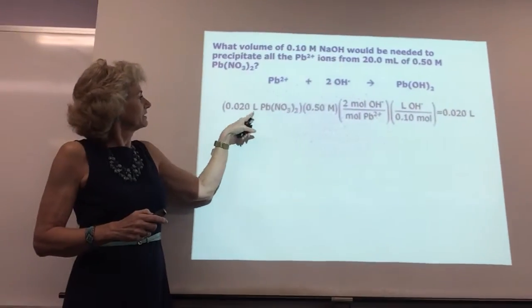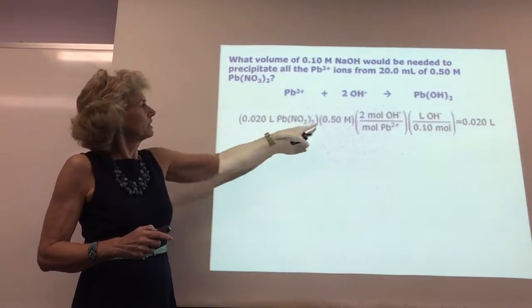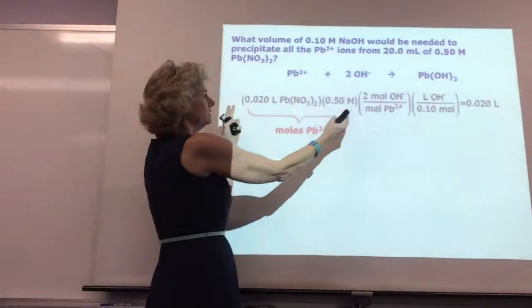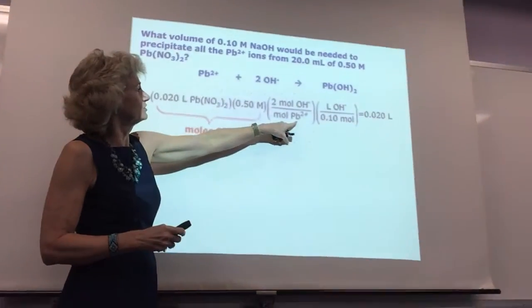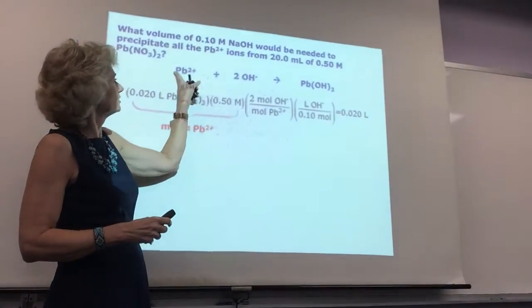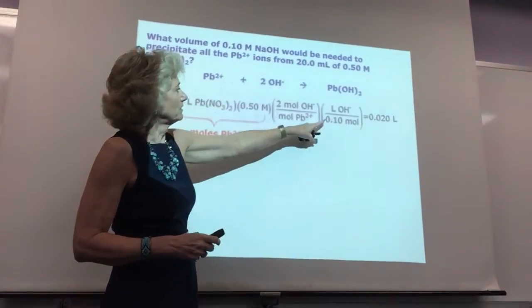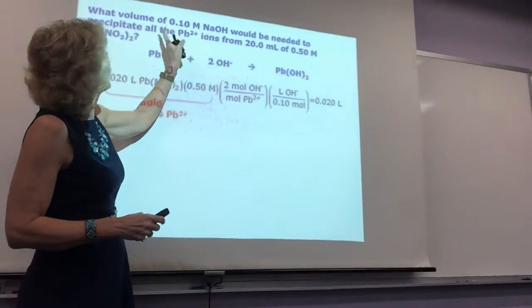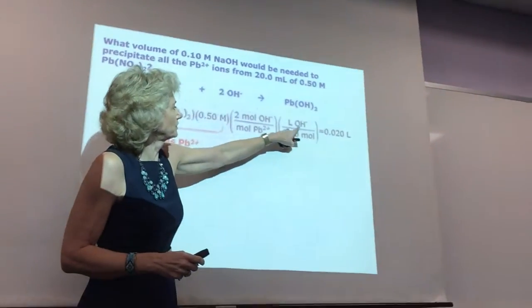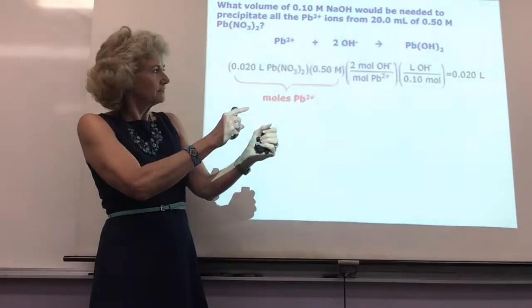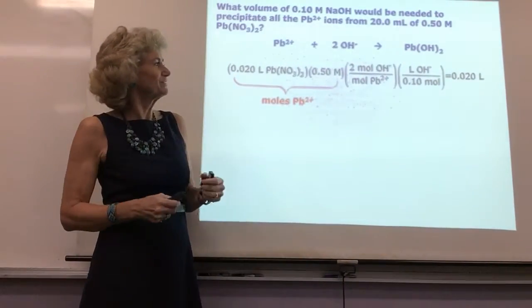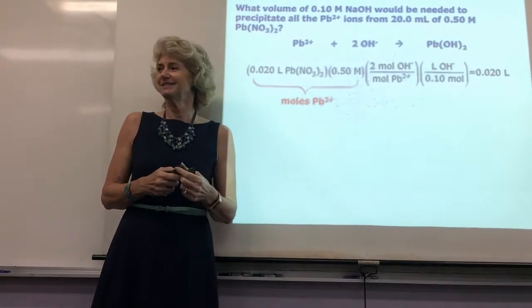So if we multiply 20 mL, written as liters, times the molarity, that right here is moles of lead II ion. And then the ratio of lead II ion to hydroxide is 1-to-2, and then the molarity of the hydroxide is 0.1 moles per liter. So if you cancel units, you see all in one easy step, where you don't have to write extra things down, you get the answer.